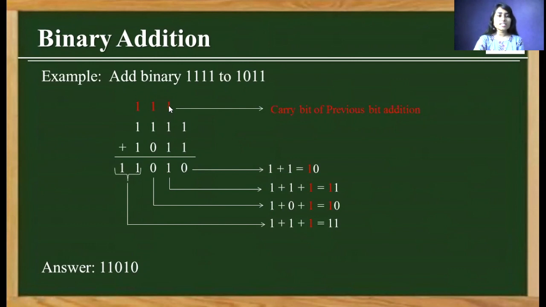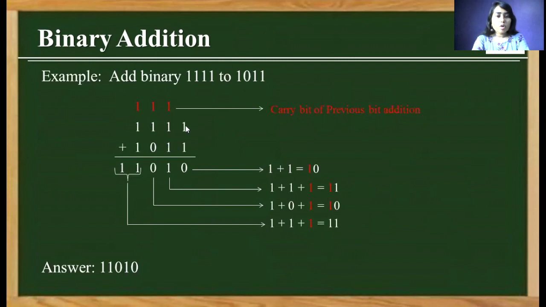Now in the next addition, 1 plus 1 plus 1. That means we have an answer 1, 1, in which this 1 over here is the sum bit and this 1 over here is the carry bit. Now again 1 plus 1 plus 0, we have an answer 1, 0. Sum bit 0 over here and carry bit 1 over here. And next 1 plus 1 plus 1 is equal to 1, 1. So this is how 4-bit addition can be done.